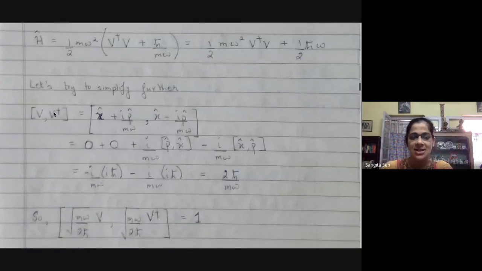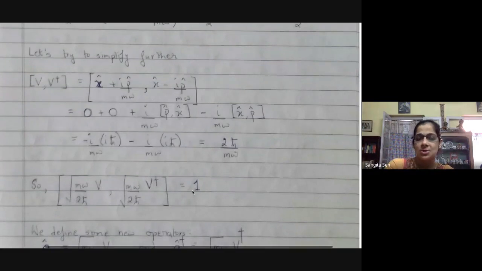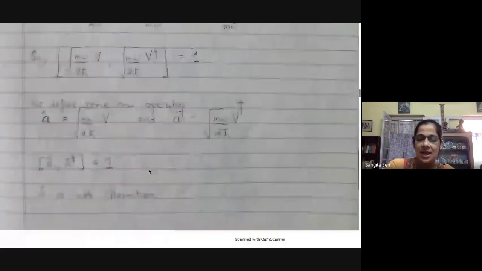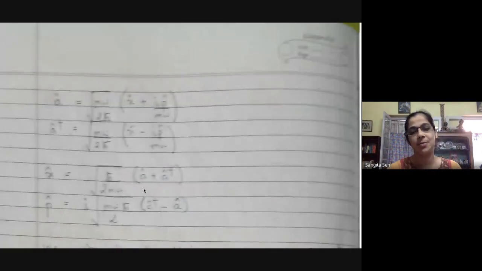To do that, we first explored what the commutator of V and V dagger was, and we found that it was again some constant, 2 h cross by m omega. So we split this quantity between V and V dagger so that the commutator turns out to be 1, and we redefined the operators, and we got some new operators as A and A dagger. So we got A from V and A dagger from V dagger, and then the commutator of A and A dagger turns out to be 1. This is useful because we will deal with strings of these operators, and the simpler the constants, the easier it is to keep track of them.